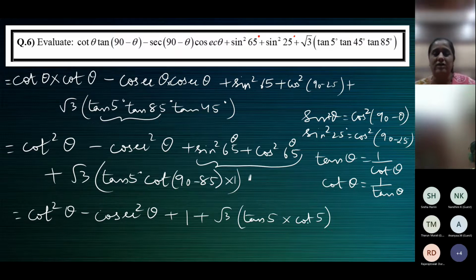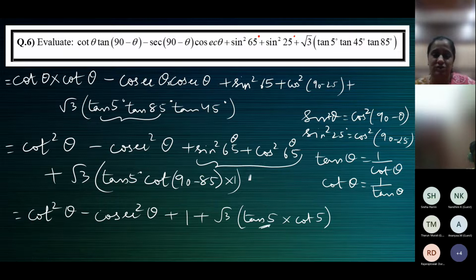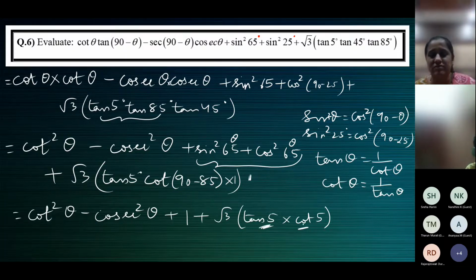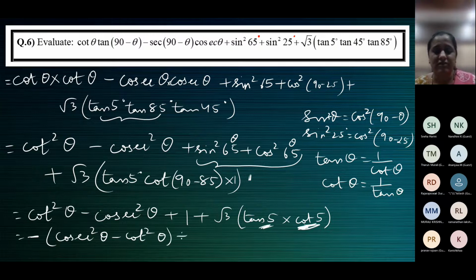Now here we have cot 5 degrees and tan 5 degrees. You can replace either one using reciprocal ratios. Supposing you want to replace this cot 5 degrees, you'll have to take out minus common and write cosecant square theta first, because we know cosecant square theta minus cot square theta is 1. So take a minus outside: cosecant square theta minus cot square theta, plus 1 plus root 3 into here.